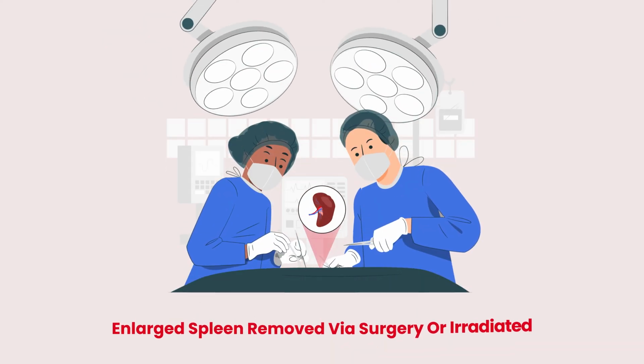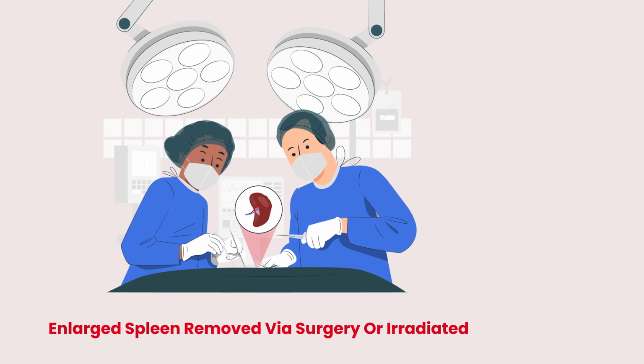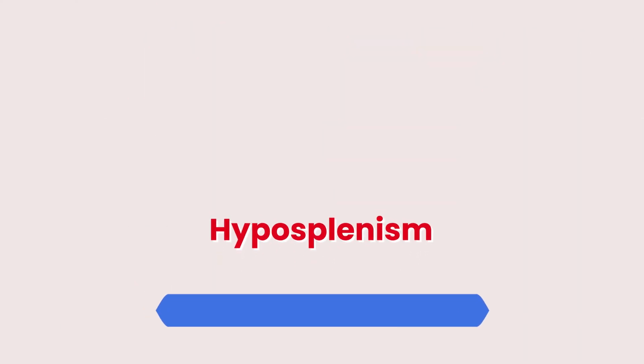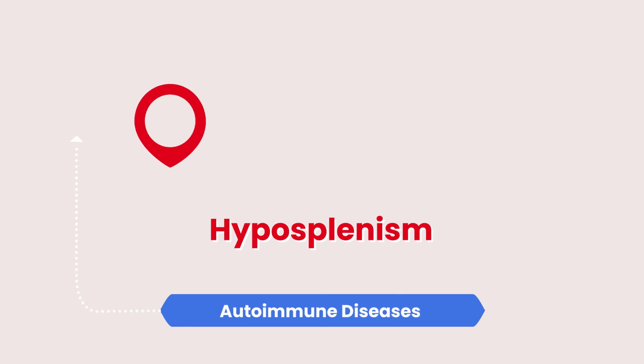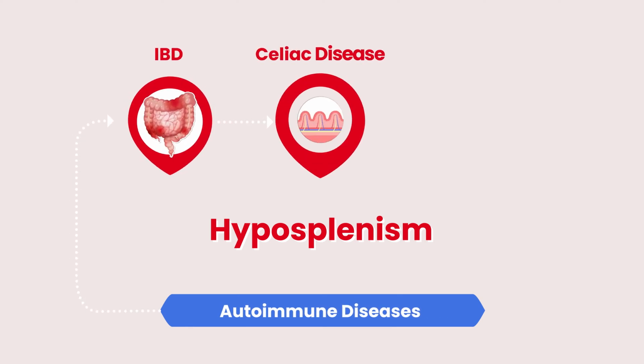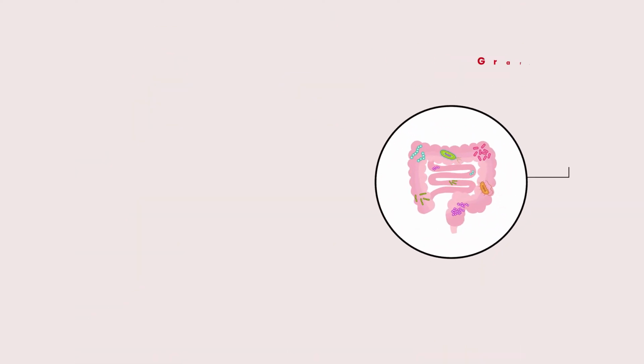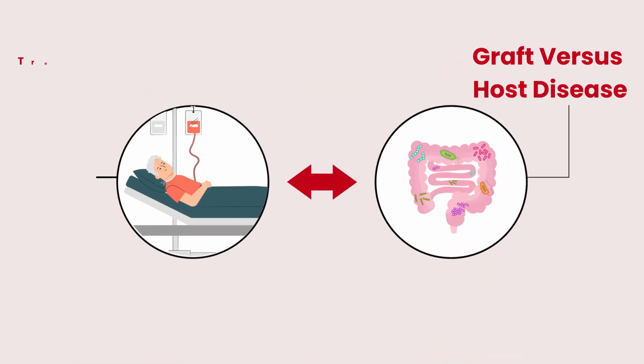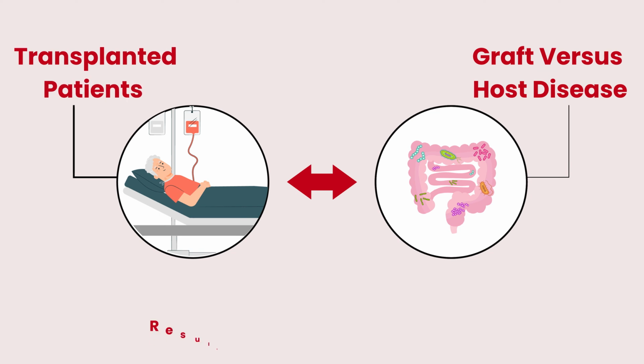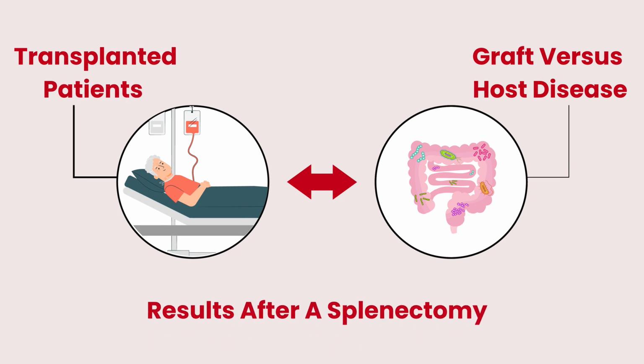Besides treating the underlying cause, the enlarged spleen can be removed via surgery, for instance a splenectomy, or irradiated. Hyposplenism, on the other hand, is often related to autoimmune diseases such as IBD, celiac disease, and rheumatoid arthritis. Sometimes it occurs in graft versus host disease in transplanted patients, or results after a splenectomy.